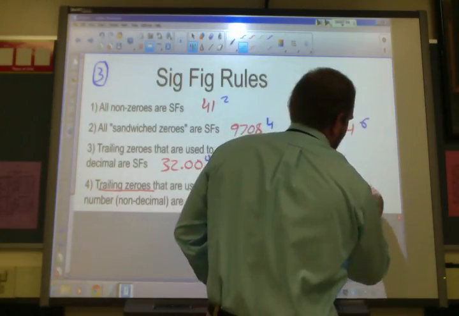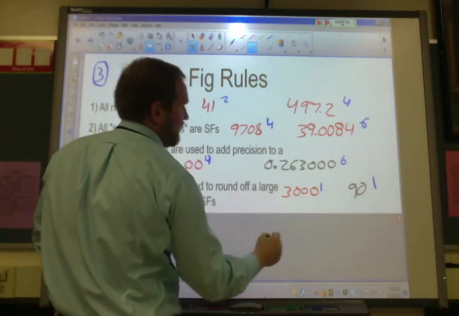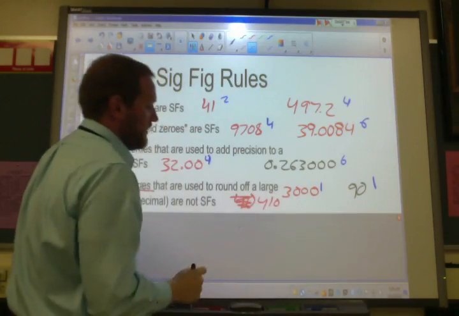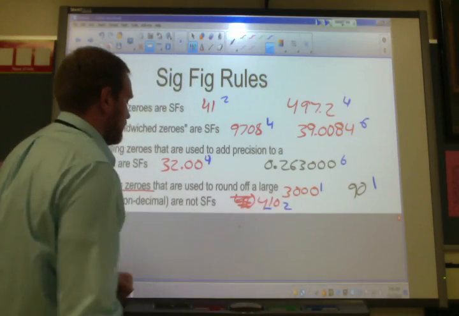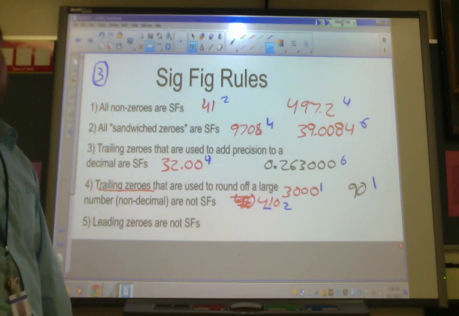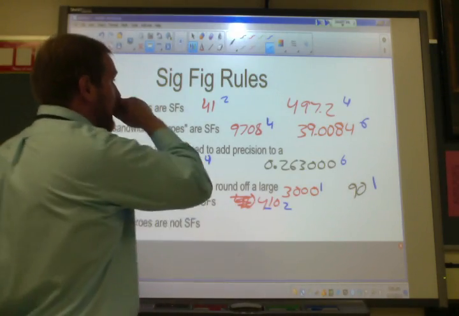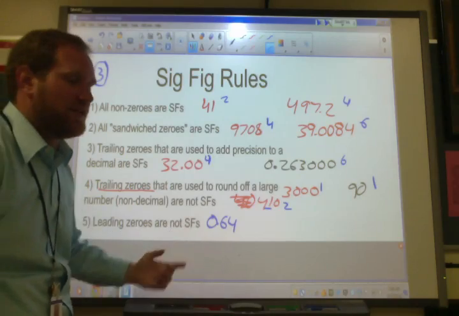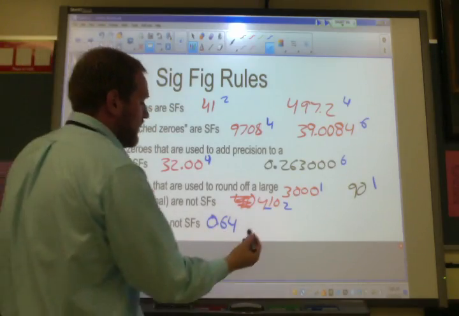If you have 90 milliliters, 1 sig fig. If you have 410 milliliters, that zero doesn't count, 2 sig figs, just those two. Leading zeros are not sig figs. Well, if trailing zeros are those at the end, leading zeros are anything in the front. So if you have 0.64, that zero doesn't count. That's also optional. You could just say 0.64. So that one's easy. 2 sig figs here.